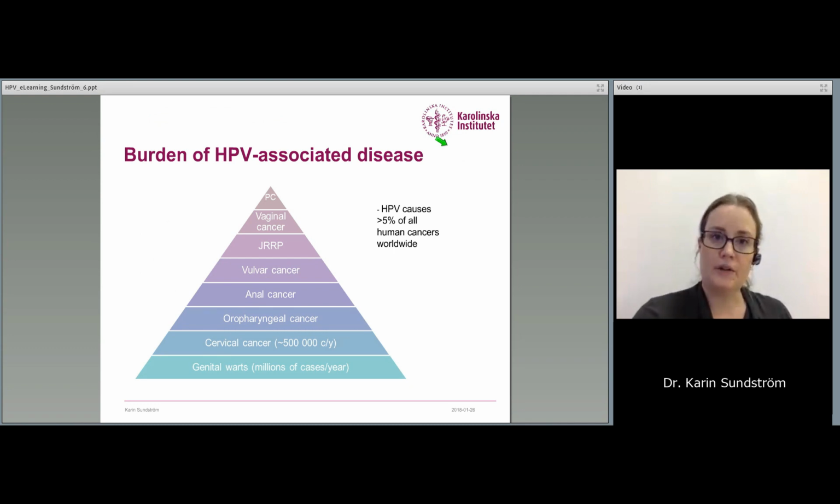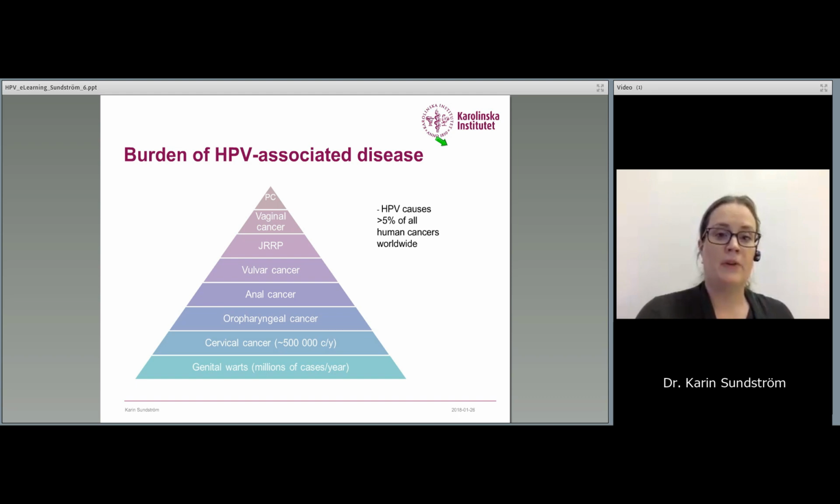Presented in a different way, you here see a schematic pyramid of the burden of HPV-associated disease worldwide. And we can see that at the bottom of the pyramid, we have the most prevalent HPV consequence, which is genital warts, where we see certainly millions of cases worldwide per year. Cervical cancer comes in at a second, with around 500,000 cases per year. There would have been even more if not screening programs in many countries have helped to reduce the incidence.